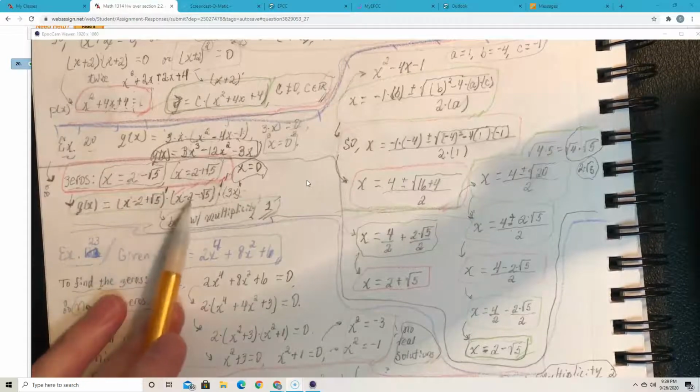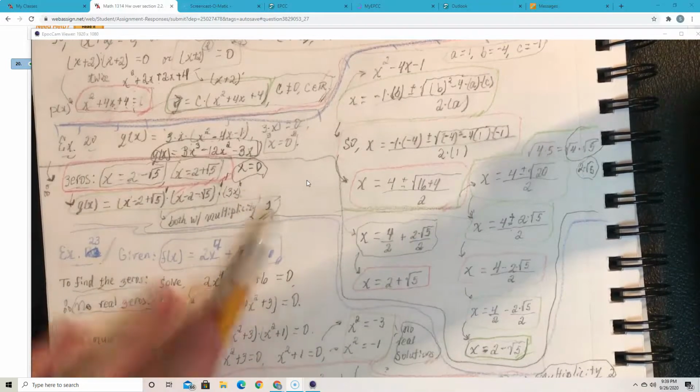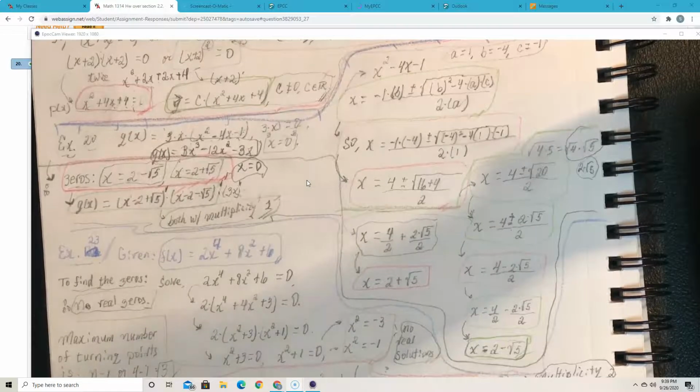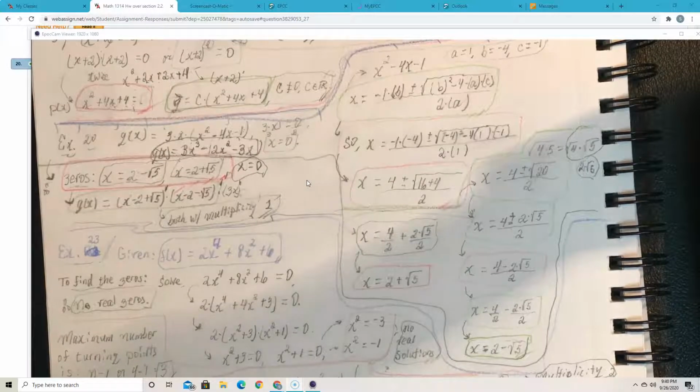So all three of these zeros have multiplicity 1, which are odd, and that means none of them will be turnaround locations. Those x-intercepts there won't have any turning around going on right there.